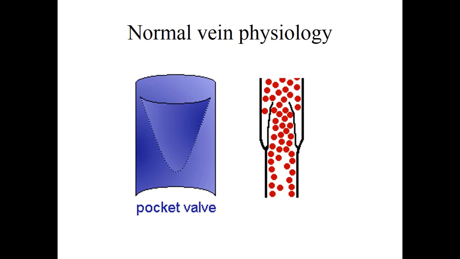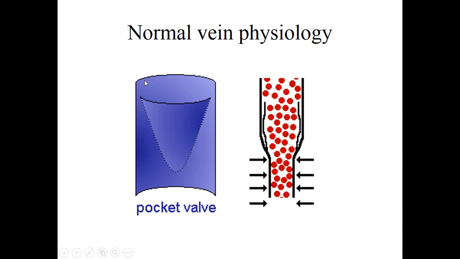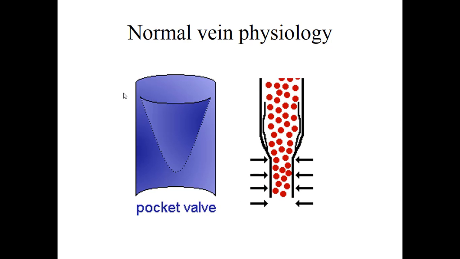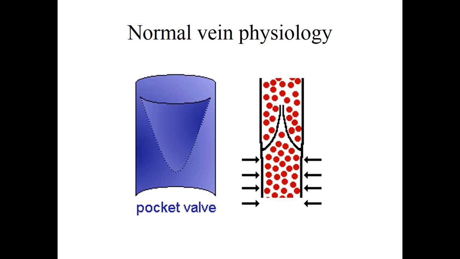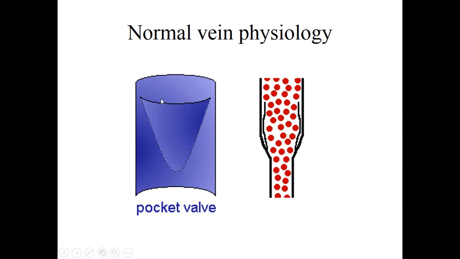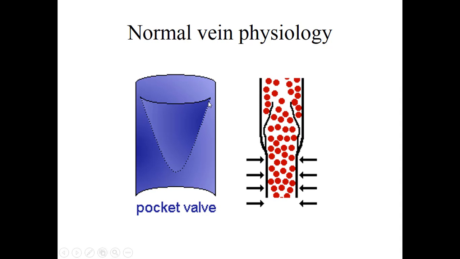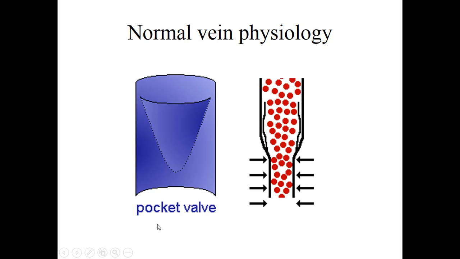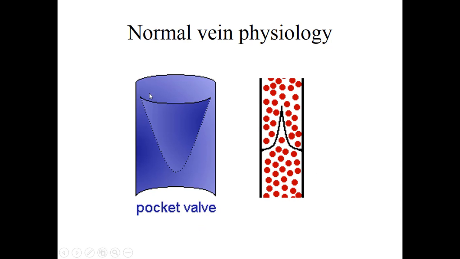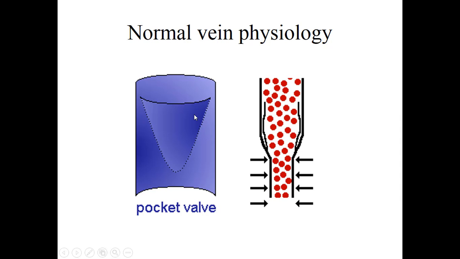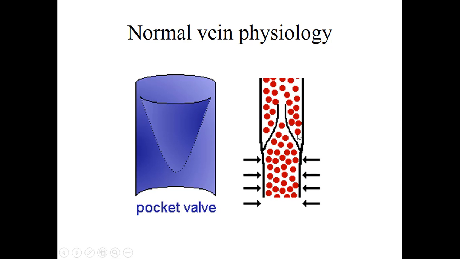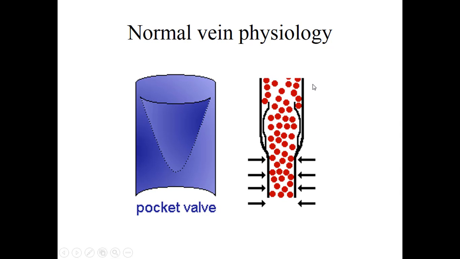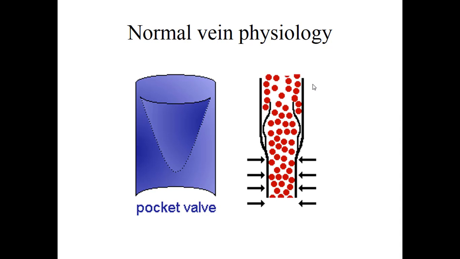Normal vein physiology. Before going into pathologies of veins, we need to understand what normal vein physiology is. Veins in general, especially large veins of the lower limbs, contain these structures from inside. These are called pocket valves. These pocket valves are found inside the vein, and they help the vein in its function to return the blood from tissues towards the heart within the venous blood flow.